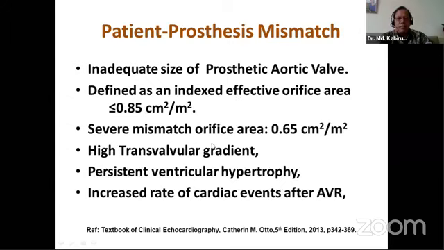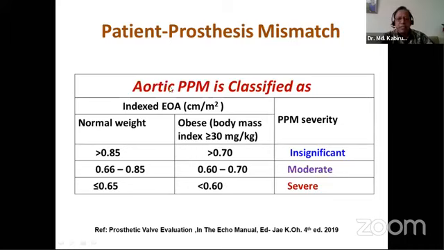And these are the parameters of patient prosthesis mismatch. Severe mismatch: orifice area less than 0.65 square centimeter per meter square, high transvalvular gradient, persistent ventricular hypertrophy, increased rate of cardiac events after AVR. So this is the classification of the aortic PPM. It is the valve area that determines mild, moderate, severe or insignificant, moderate, severe, not the transvalvular gradient. So mind it, and you have to find it out by the continuity equation.